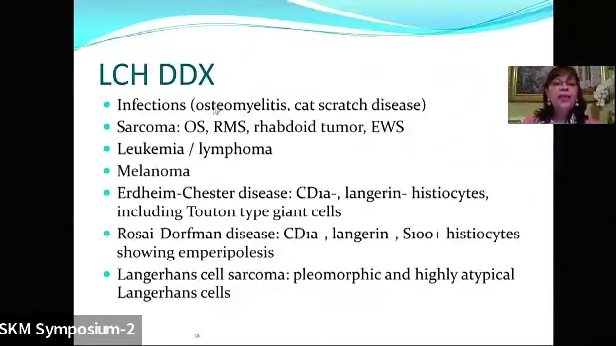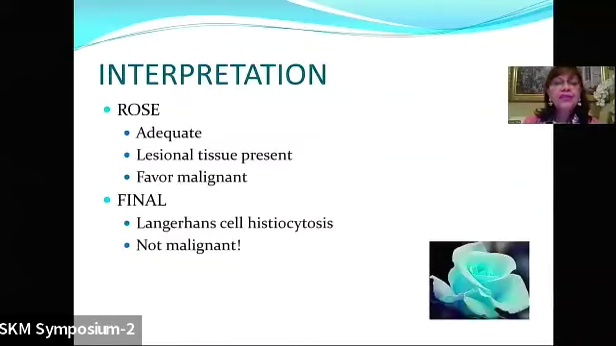So your differential would be infections, sarcoma, leukemia, other histiocytic lesions, and you can do stains for that. Langerhans sarcoma is when you have really pleomorphic, highly atypical cells. So in this case, our interpretation was that it was adequate, and we had lesional tissue in favor of malignant. But the final diagnosis was Langerhans cell histiocytosis and not malignant.